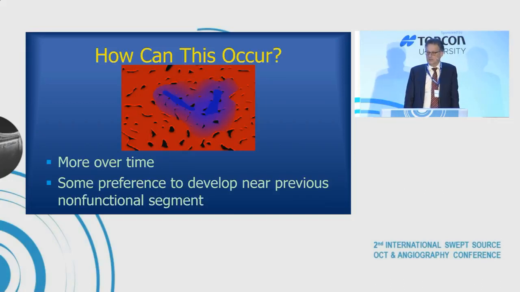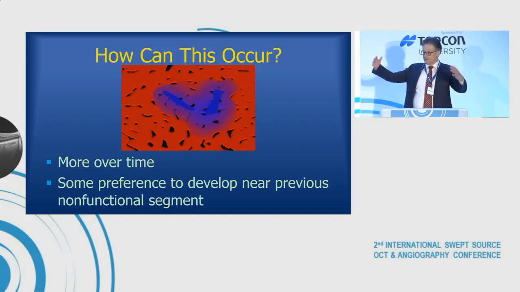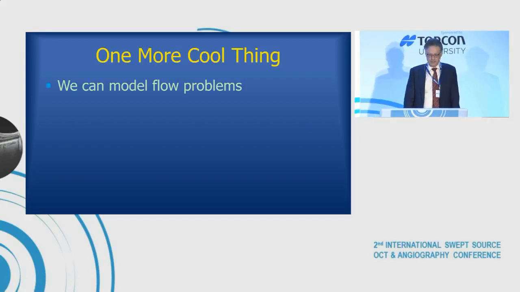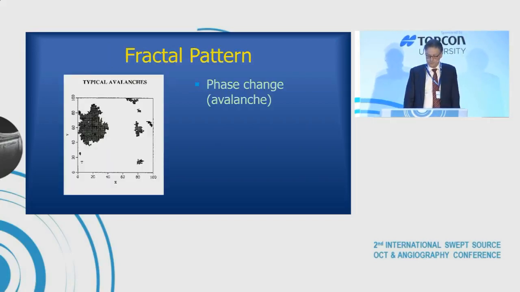As long as there's another occlusion or another stoppage or slowdown of traffic or blood flow anywhere near that, if that multiplies over time, it's going to end up making a power law distribution. Well, there's one more cool thing about this, and that's that we can model this mathematically in a way that may not be totally obvious at first.